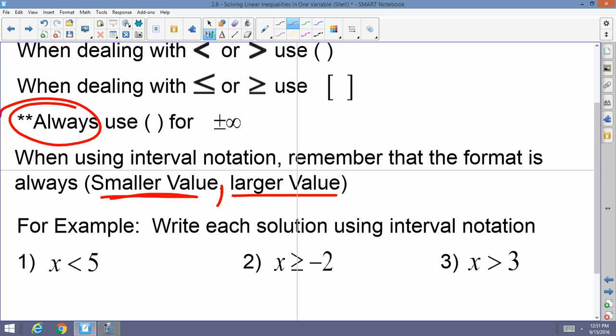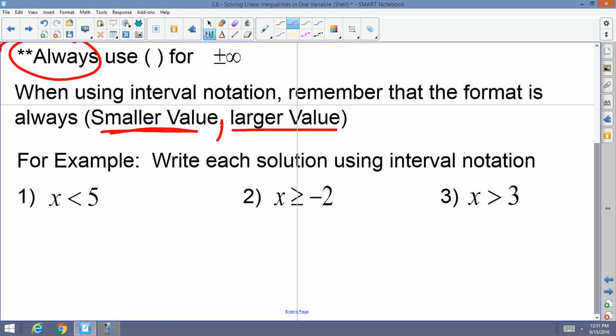So for example, write each solution using interval notation. Okay, I've got x is less than 5. I need to use interval notation. Now, sometimes it's difficult to understand how to write this interval notation. So what I tell my students to do is to sketch a quick graph of it. So x is less than 5. If we sketch a graph here, let's put our 0 as a beginning point, and then we have 5, right? Okay. So I know that it's less than 5. So I know that it's all of these numbers to the left of 5.